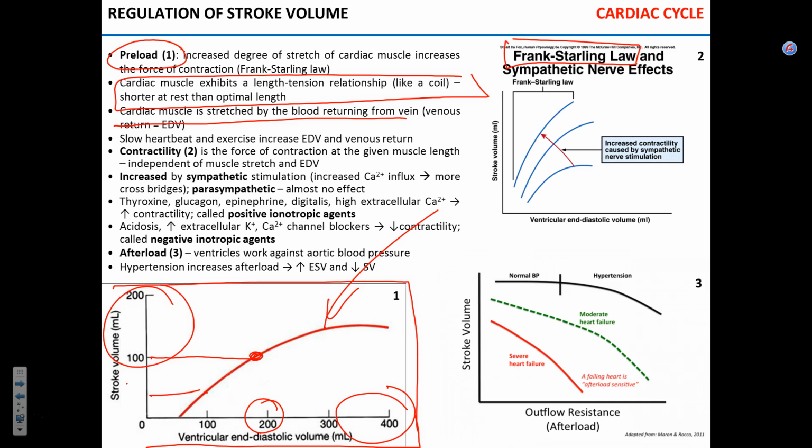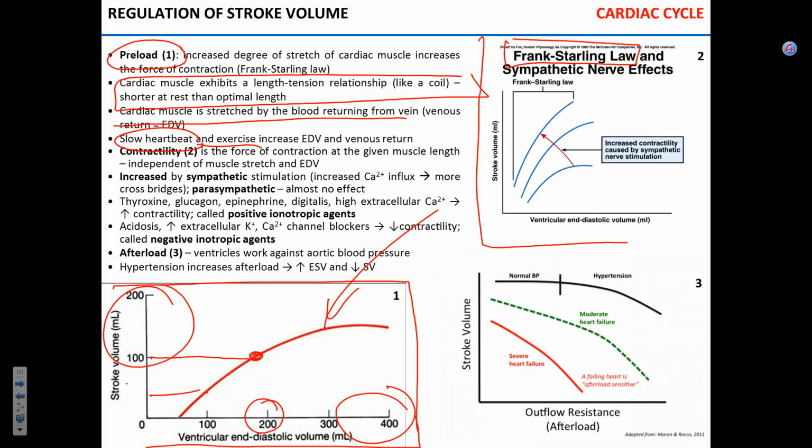So that's preload. Ability of the heart to increase the force of contraction when it is stretched by increased venous return. So, what increases it? Well, as we mentioned, preload can be increased by decreasing the heart rate and exercising. Contractility. We already used this term for the force of cardiac contraction, how strong the contraction is.